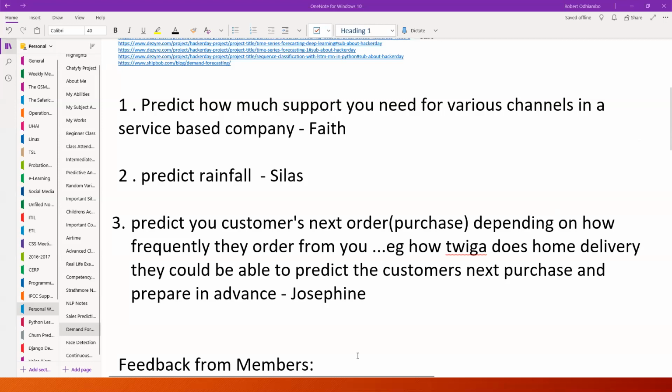Hakuna mtu ametype. I think those are very few words. Okay, zimeanza kuja. Good stuff. Okay, good.